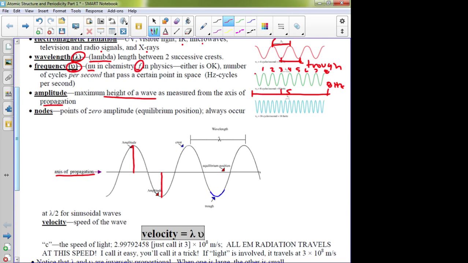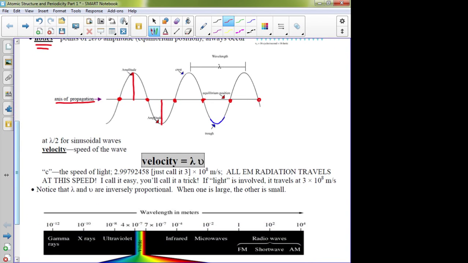These should look familiar. You remember when you did the sine and the cosine waves and all that? Yes? Okay. We use these terms. And then, of course, with waves, you have nodes. Those are the points of zero amplitude, so they occur at the axis of propagation. Where the axis crosses through the wave, there's a node. There's a node. There's a node. Those are the nodes of the wave.